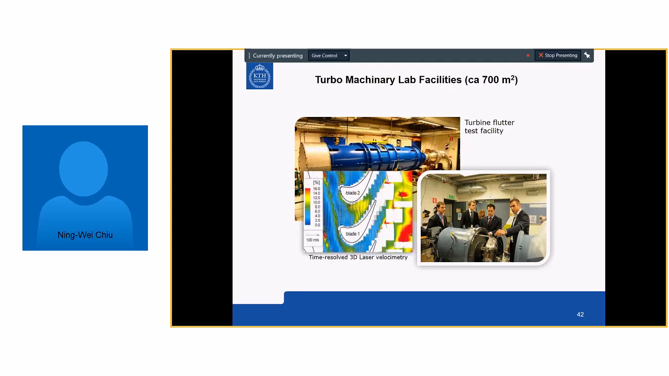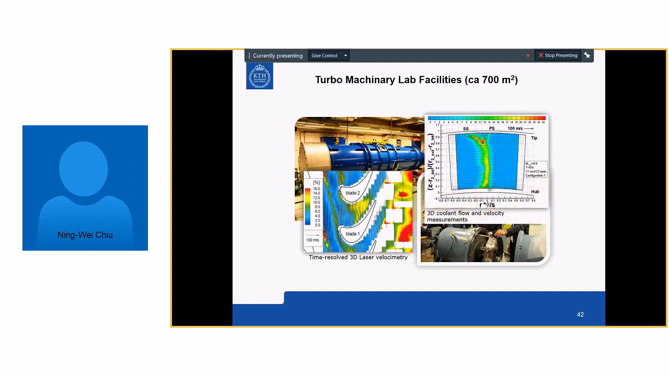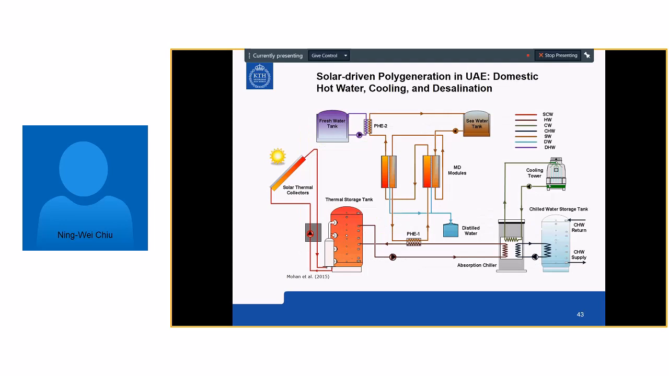So we see the blade. This is more from an aerodynamic point of view, and how we can improve the safety and reduce the energy use, for instance, of a jet engine, or even a turbine at a power plant. This one is an example of solar-driven polygeneration at UAE, United Arab Emirates.